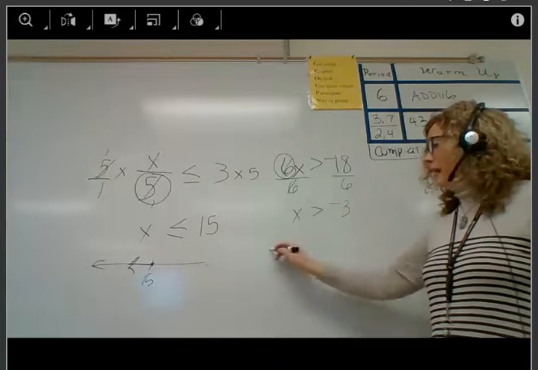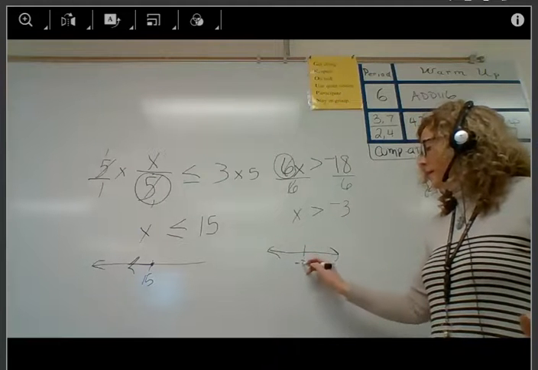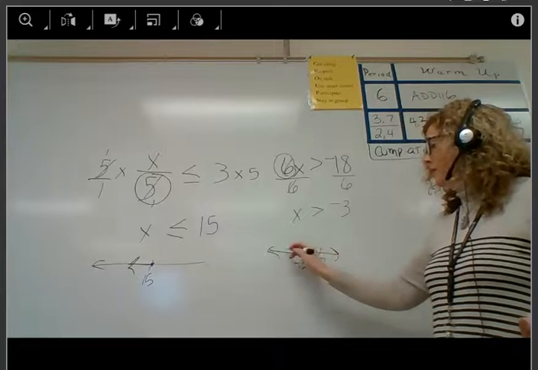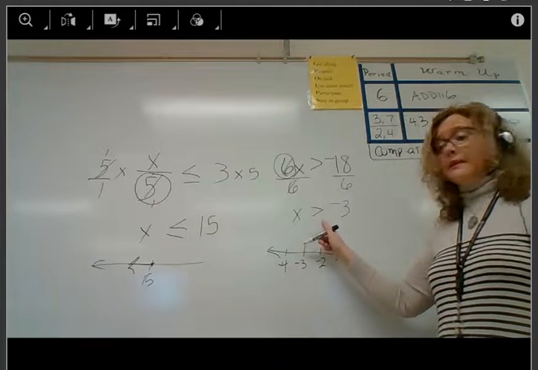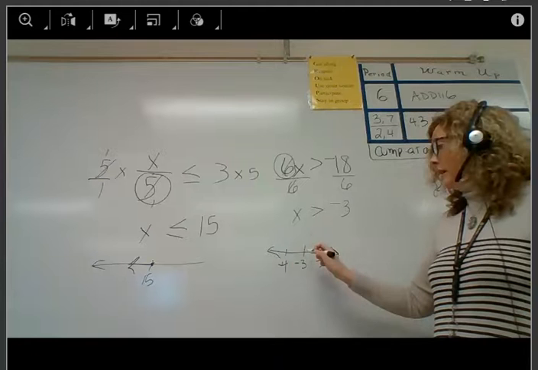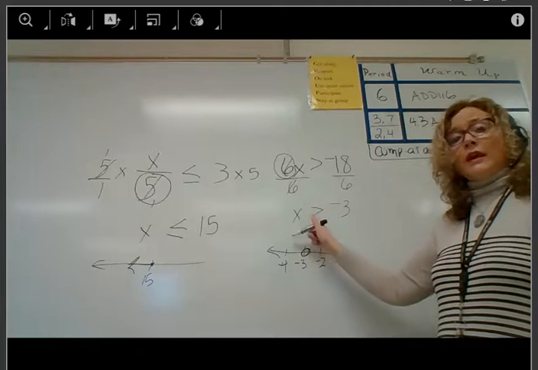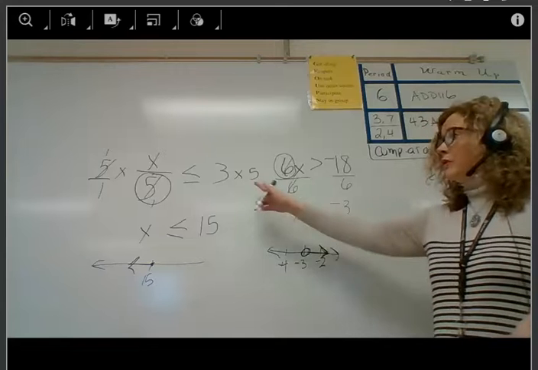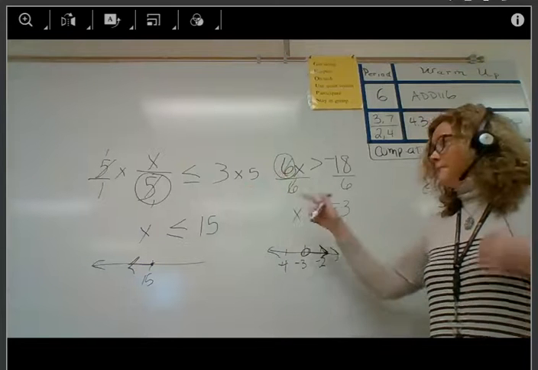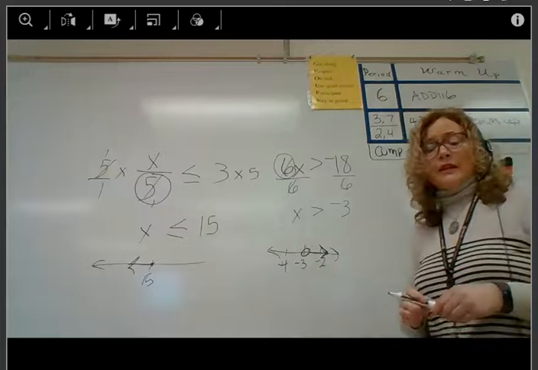So then graphing this one would be your negative 3. We put a negative 2 here, a negative 4 here. No line. No line means it is not equal to the negative 3. So we're going to open circle the negative 3, but we are going to go greater, so that is to the right. So that is how you take multiplication and division and you solve inequalities, and you can graph your inequality at the end.